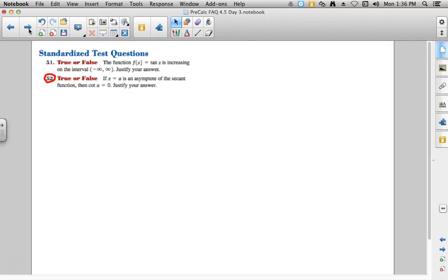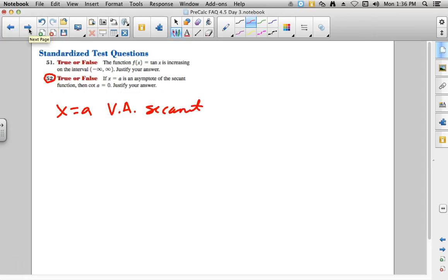Number 52 says, true or false: if x equals a is an asymptote of the secant function, then cotangent of a equals 0. Justify your answer. All right, so let's look at this. x equals a is a vertical asymptote of secant. Okay, secant equals 1 over cosine, so secant is a secondary trig function, and that's what we get when we flip cosine.